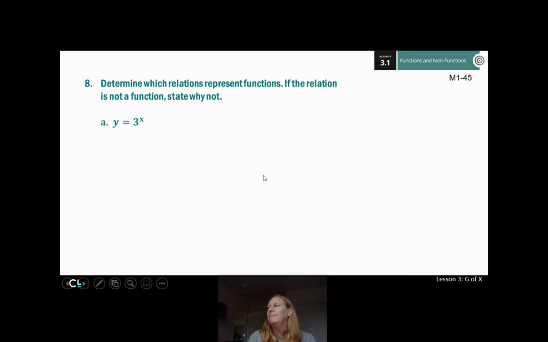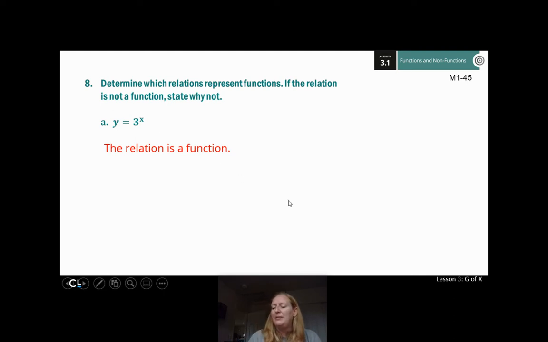Are you ready? So is this bad boy a function? Well, if I plug in a 1, 3 to the 1 power is 3. I only got one answer. If I plug in a 2, 3 to the 2nd power is 9. Still only one answer, and that would keep going no matter what I plug in for x. I do notice that my y is alone, so I'm feeling pretty confident that this relation is a function.